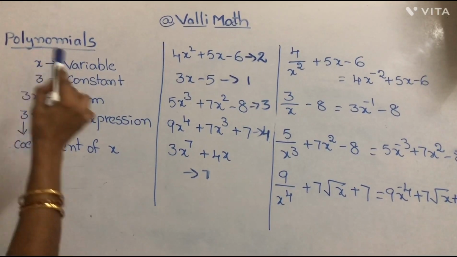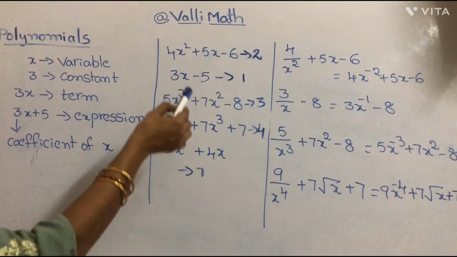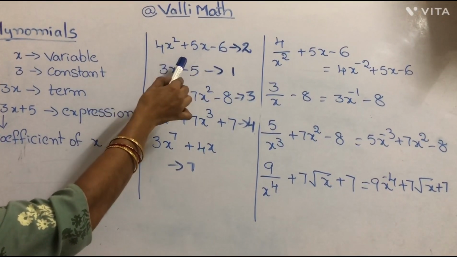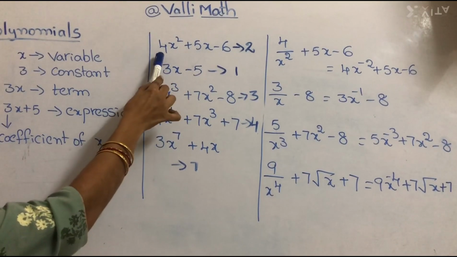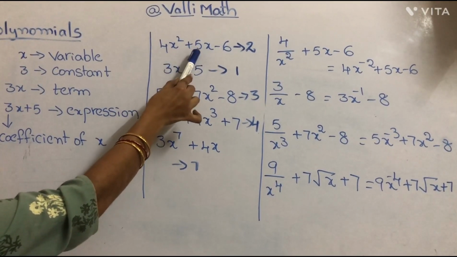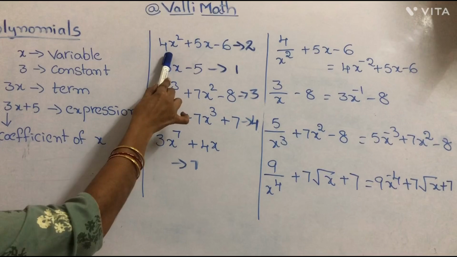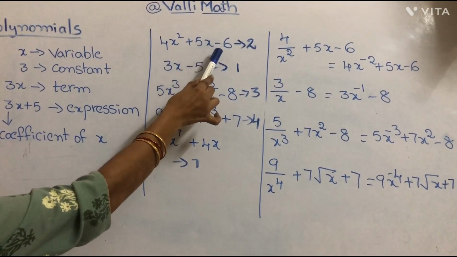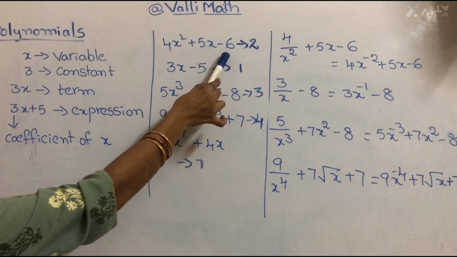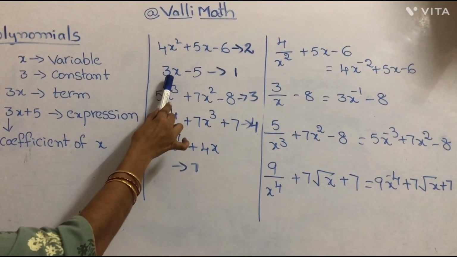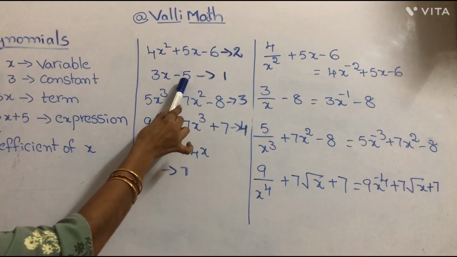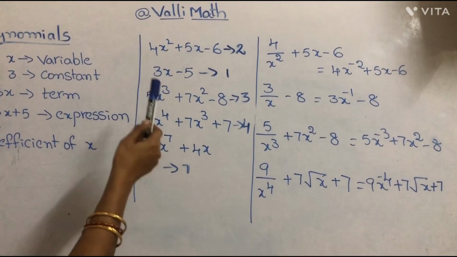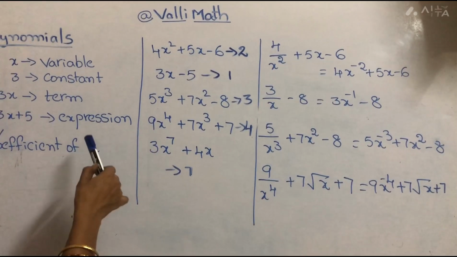Now coming to our point, I wrote here some examples of algebraic expressions. Once you observe those, first one 4x square plus 5x minus 6. Here it is having 3 terms. An algebraic expression which is having 3 terms is a trinomial. Here it is having 2 terms, 3x minus 5, a binomial. If a single term is there, then it is a monomial. You already studied this in 8th class.